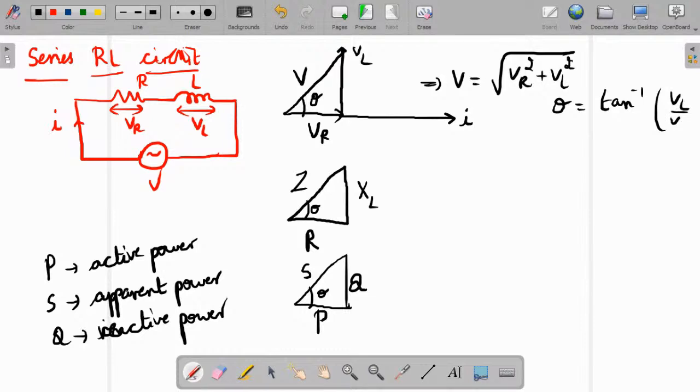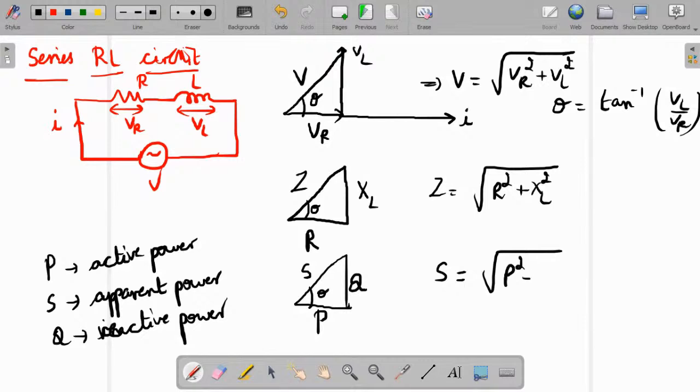These are the basics of trigonometry. Similarly, here impedance Z is given by the square root of R square plus XL square, where inductive reactance XL is equal to omega L. Then what about S here? Apparent power is equal to the square root of P square plus Q square. We can have problems based on this.